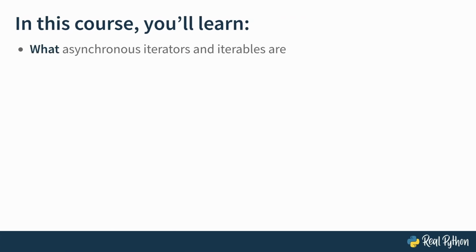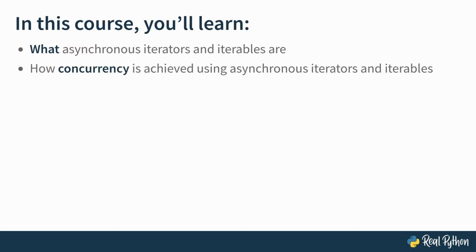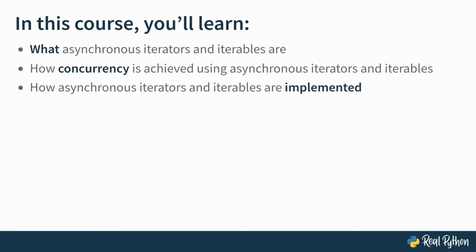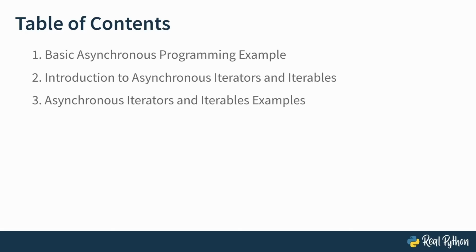So in this course, you'll learn what async iterators and iterables are, how concurrency is achieved using async iterators and iterables, and then how async iterators and iterables are implemented. Now, more specifically, you will start with a basic async programming example, so one that does not include iteration. Then secondly, there's the introduction to our async iterators and iterables. And then thirdly, there are examples. So that's what's on offer.